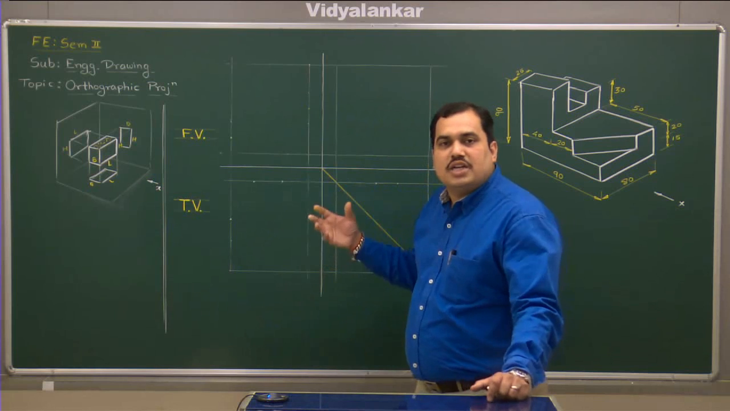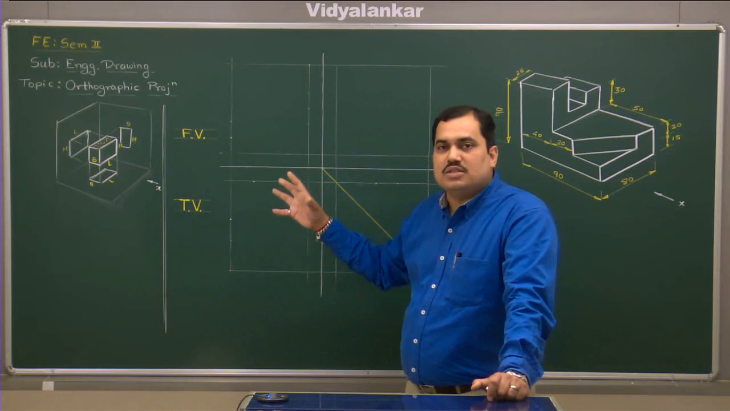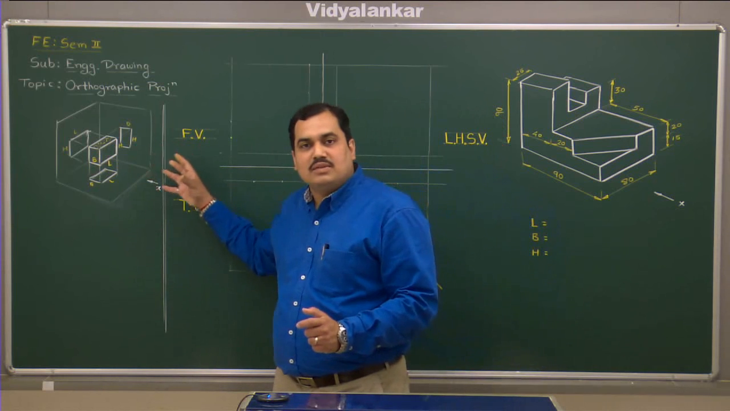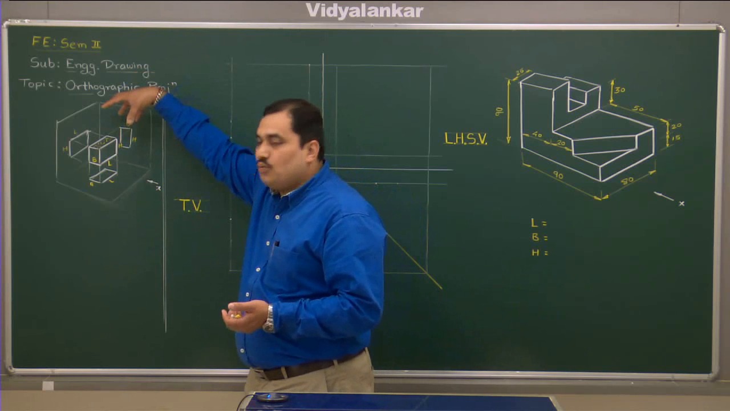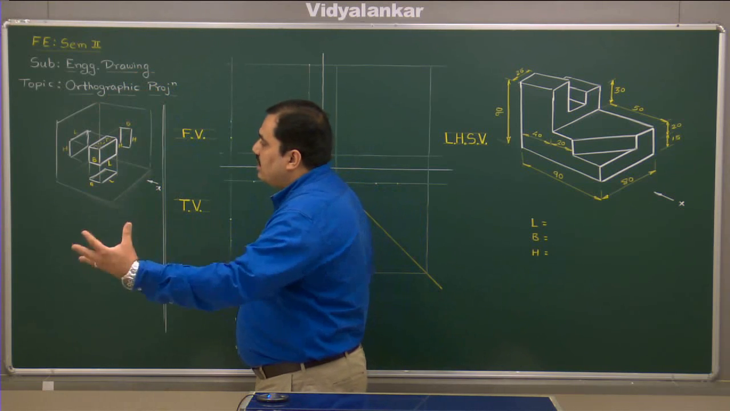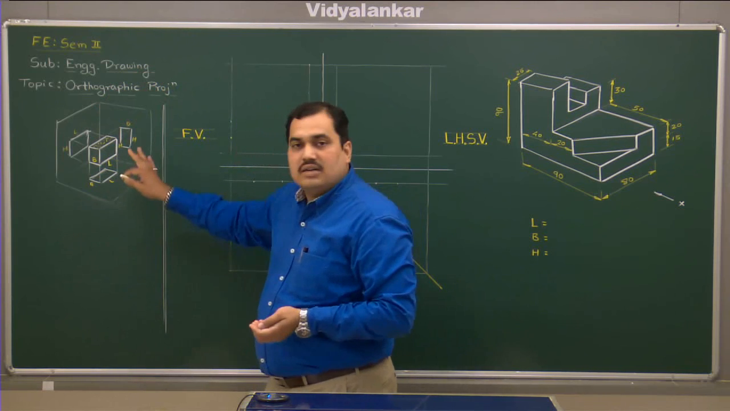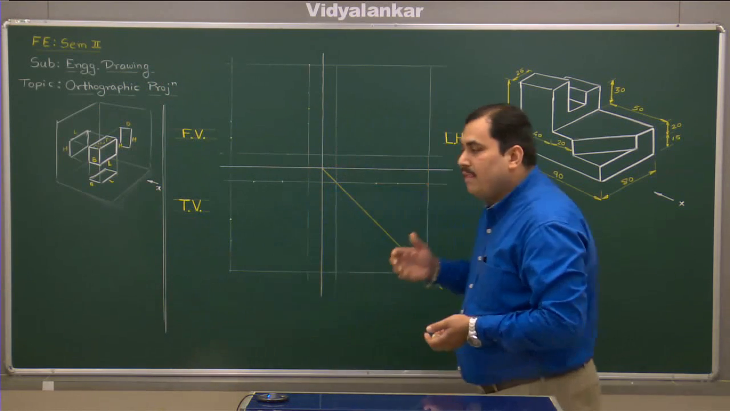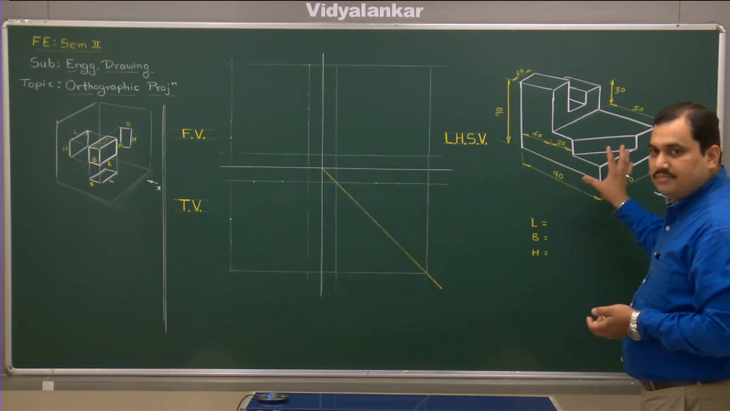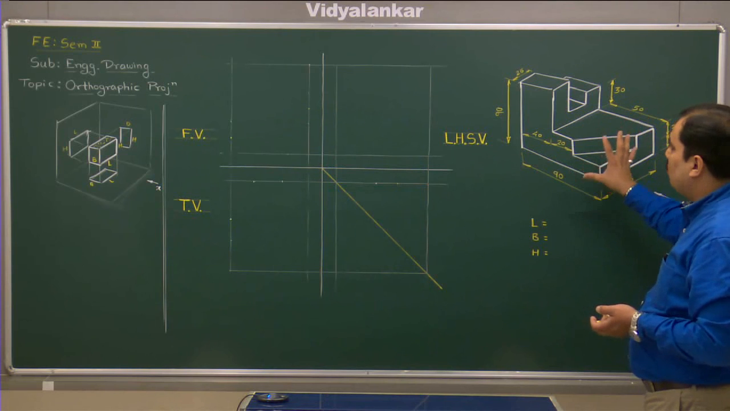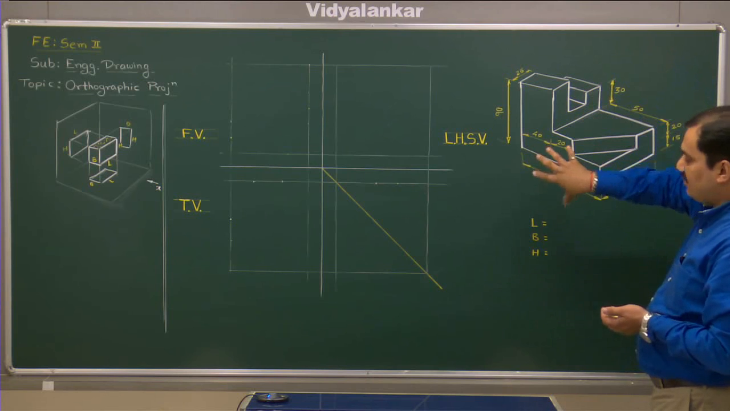Now, I said shadow, but in actual drawing, we should draw the images. How this object will appear from this direction, which is called front view, top view, and this is called left hand side view. This is a very basic example. If you go in depth, this is one example in which we should do the same thing. What can you see from front view, from top view and from side view?